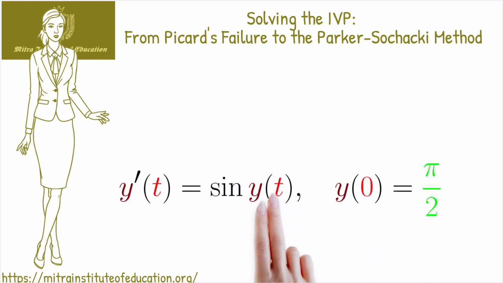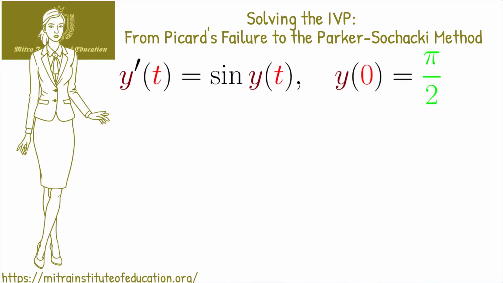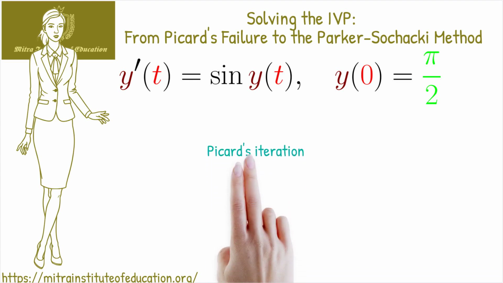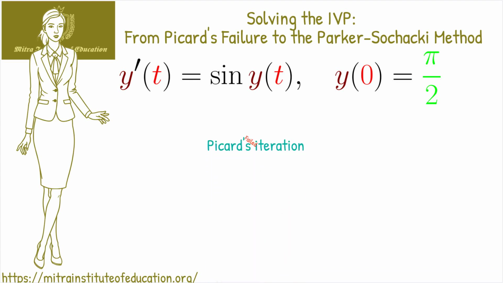We previously encountered an initial value problem that Picard's method couldn't solve. Now, let's solve this same problem using the Parker-Sochacki method, which offers a clever approach. As we go through the solution, we'll explain everything you need to know about this method, step by step, so you can apply it to solve initial value problems like this one.